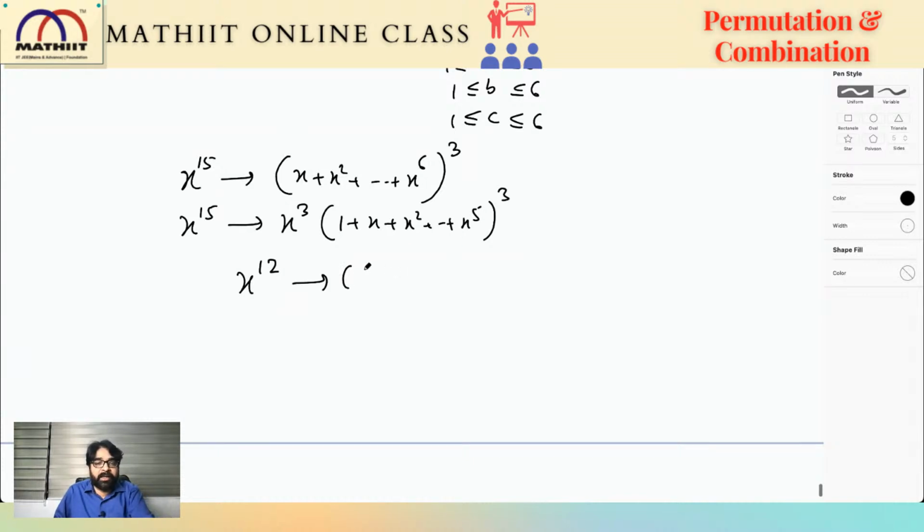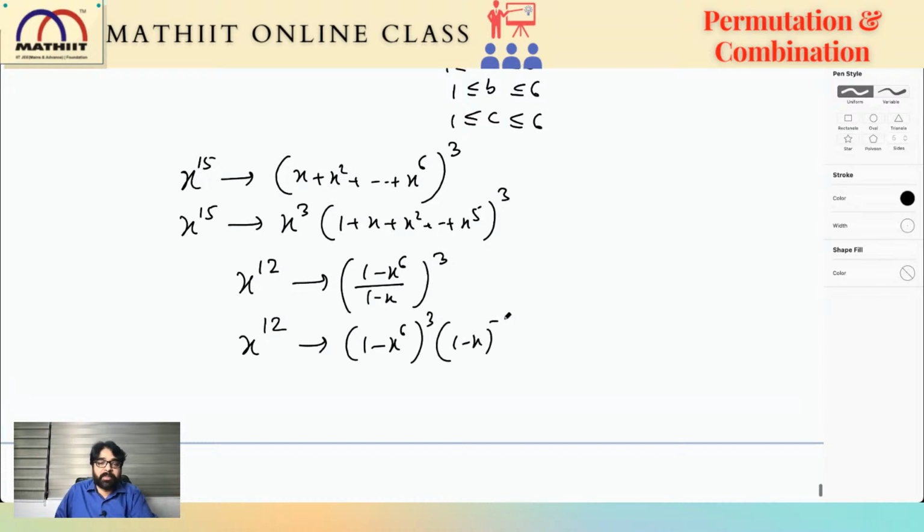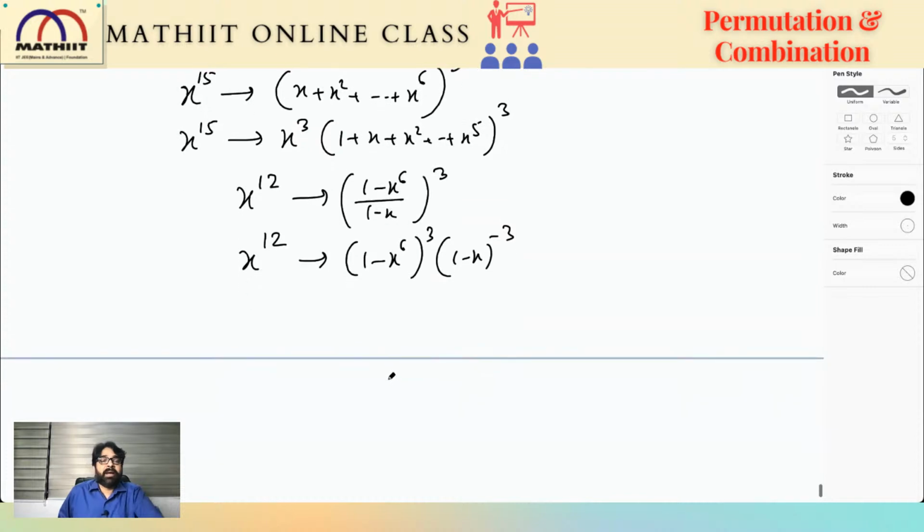I hope you can understand. I can write this as (1 minus x power 6) by (1 minus x), so we need x power 12 in (1 minus x power 6) whole cube into (1 minus x) power minus 3. Am I clear to everyone? So x power 12 in, expand this one.